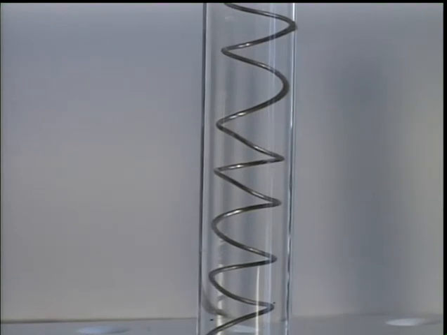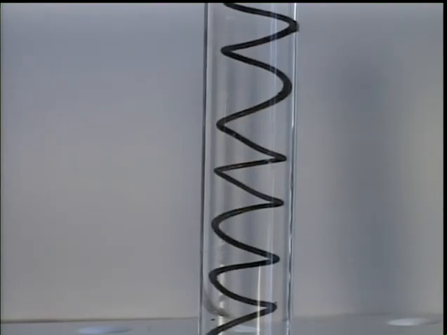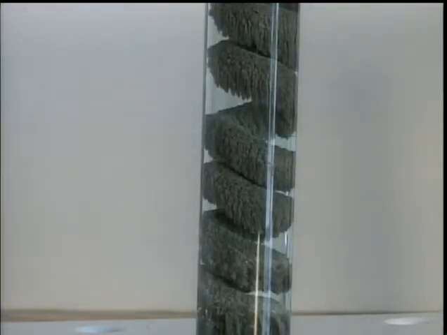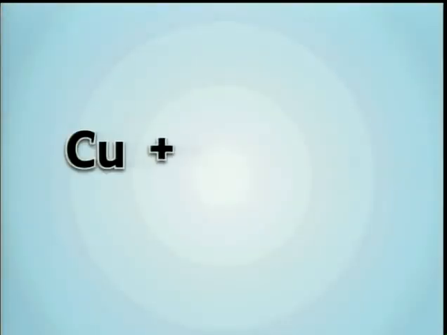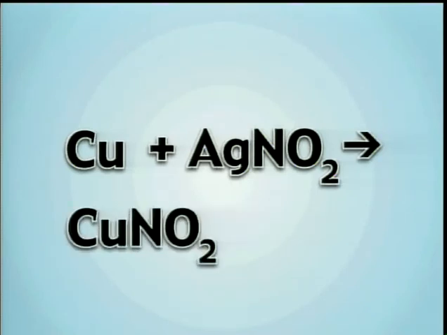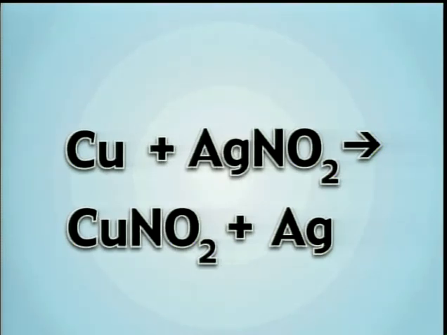When a copper wire is placed in a solution of silver nitrate, over time, the copper replaces the silver in the nitrate, forming a blue substance called copper nitrate. The chemical equation representing this single replacement reaction is Cu plus AgNO3 produces CuNO3 plus Ag. Notice how the copper replaced the silver in the reaction.